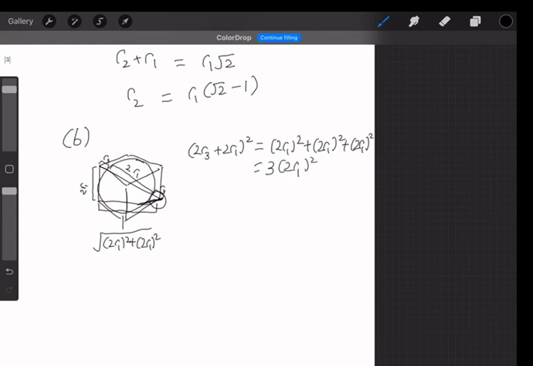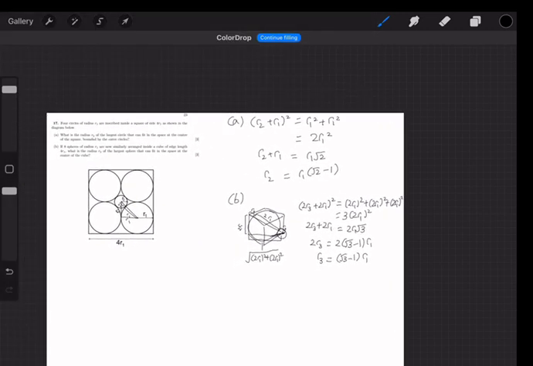And then 2R3 plus 2R1 is equal to 2R1 times root 3. And then 2R3 is equal to 2 times (root 3 minus 1) times R1, which then R3 is equal to (root 3 minus 1) times R1. So that's it.